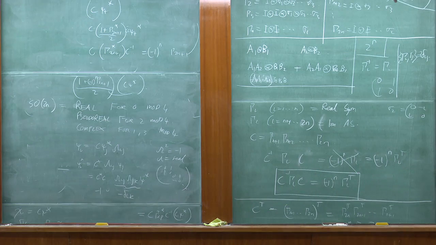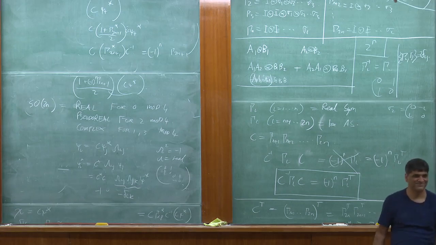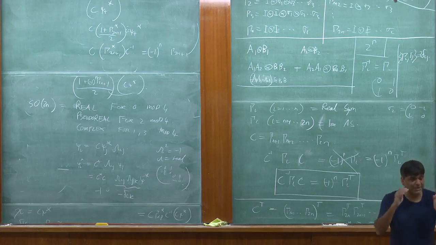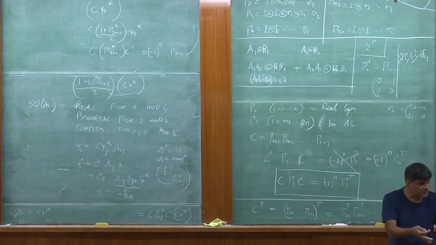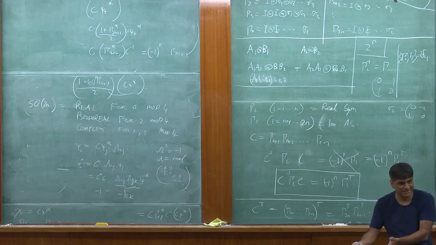The matrices that generate the representations transform in a different representation. So that complex conjugation takes one representation to another representation. It takes the chiral spinor to the anti-chiral spinor.